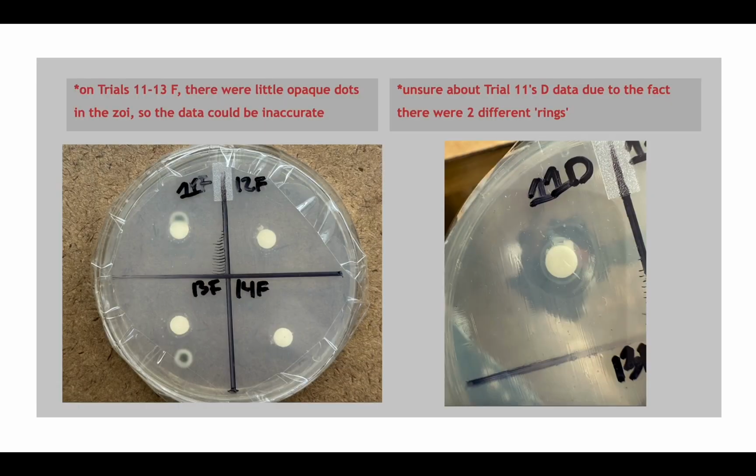On trials 11 through 13F, there were little opaque dots on the zone of inhibition, so the data could be inaccurate. This is still talking about day 5, both of these. I'm also unsure about trial 11's D data due to the fact that there were 2 different rings. The same problem applies, just the zones of inhibition were very tacky, I guess, and unlike the ones observed in the ones with more colloidal silver.